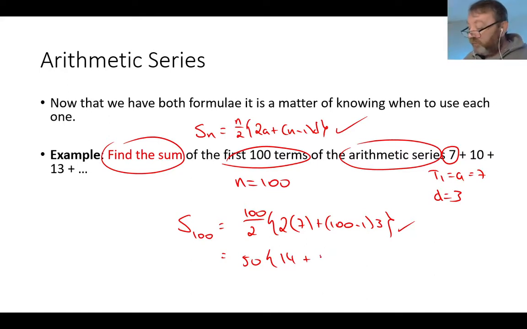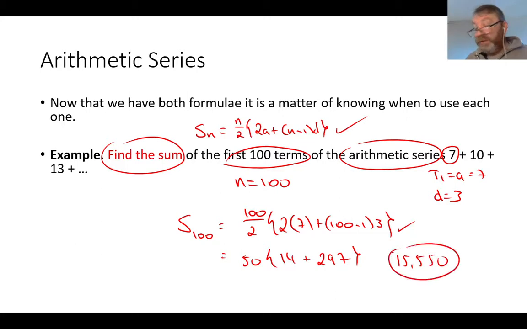99 times 3 is 297. So 297 plus 14, and then multiplied by 50, gives you the answer of 15,550. And that is your S of 100.